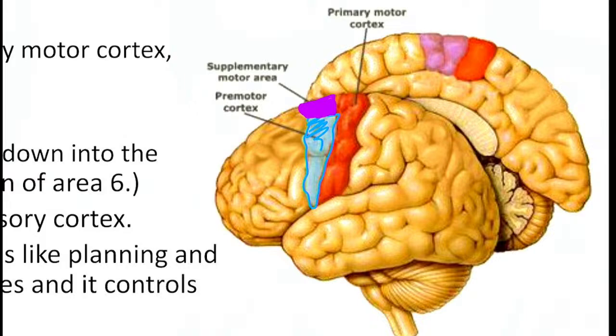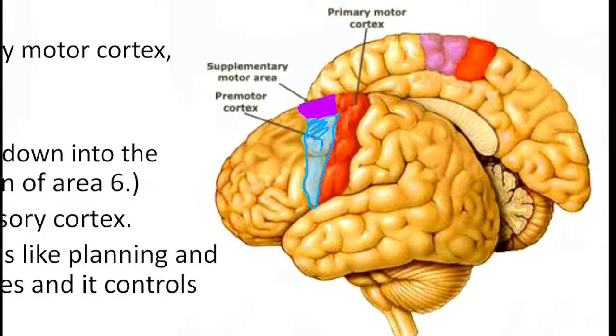Okay, and what about the supplementary motor area? We can say that it is located most superiorly, and leads down into the longitudinal fissure. Basically, the supplementary motor area receives input from the somatosensory cortex, and it is involved in the higher motor functions like planning and programming the motor sequences, and it controls the bimanual task.